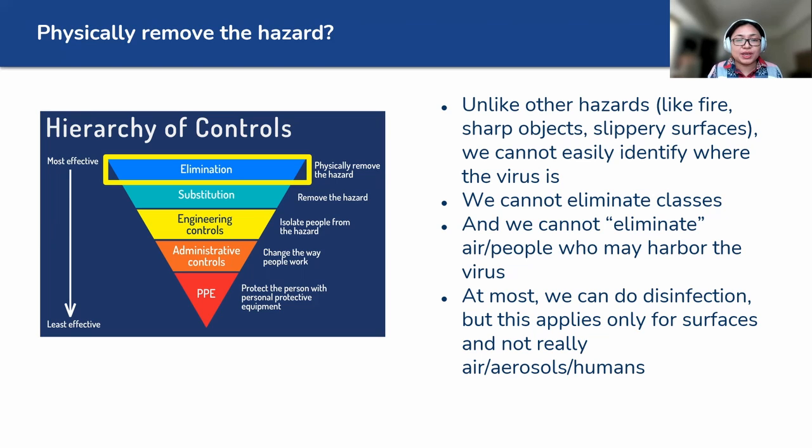So what do we do? First, we cannot eliminate classes. That is impossible. Next, we cannot eliminate people who may harbor the virus. You cannot remove them from attending the school. At most, we can do disinfection, but usually the disinfection really applies only for surfaces, not really air or aerosols or humans. So elimination is not really that applicable in the COVID-19 context.